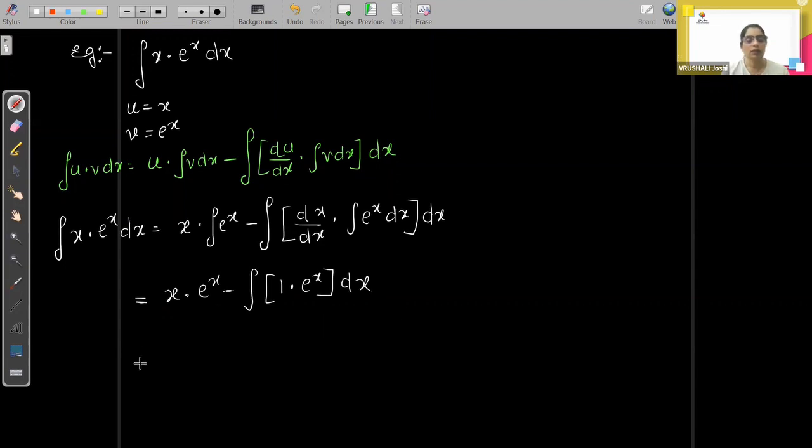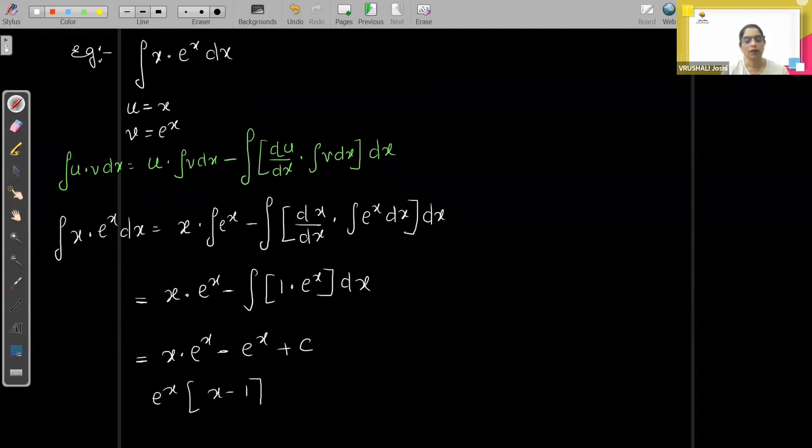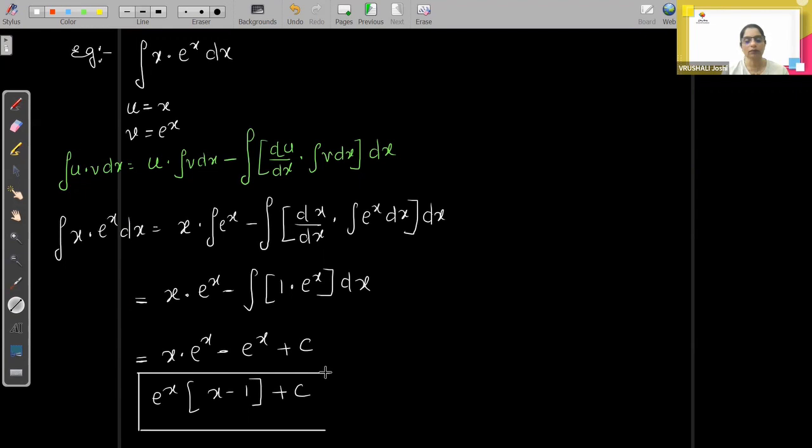इसके जितना आसान सम भी नहीं है ये. दिस इज लाइक अ 1 मार्क सम. e to the power x minus, this is integration of e to the power x, जो वापस e to the power x ये आएगा, plus c, you take e to the power x common, inside you have x minus 1 plus c. This is your answer. Cakewalk. करेक्ट.